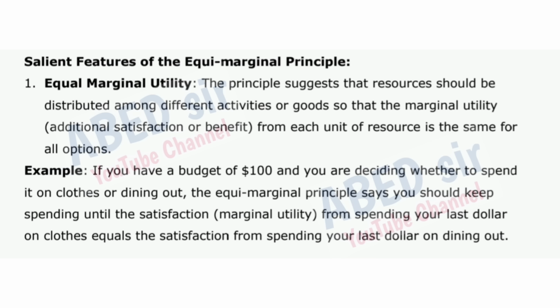Salient features of the equi-marginal principle. 1. Equal marginal utility. The principle suggests that resources should be distributed among different activities or goods so that the marginal utility, additional satisfaction or benefit, from each unit of resource is the same for all options. Example: if you have a budget of $100 and you are deciding whether to spend it on clothes or dining out, the equi-marginal principle says you should keep spending until the satisfaction, marginal utility, from spending your last dollar on clothes equals the satisfaction from spending your last dollar on dining out.